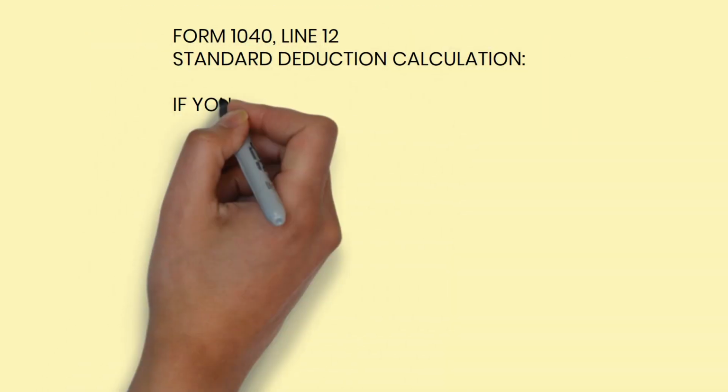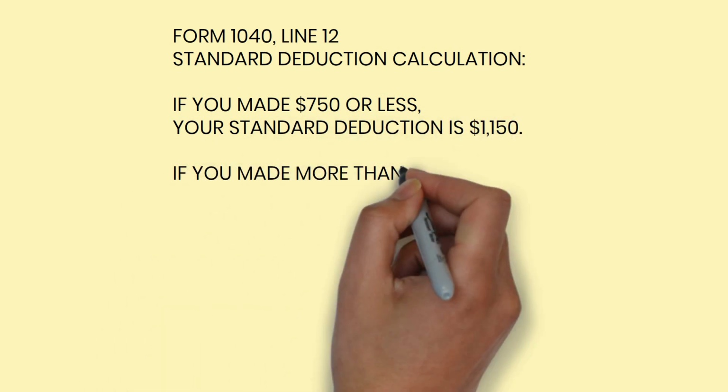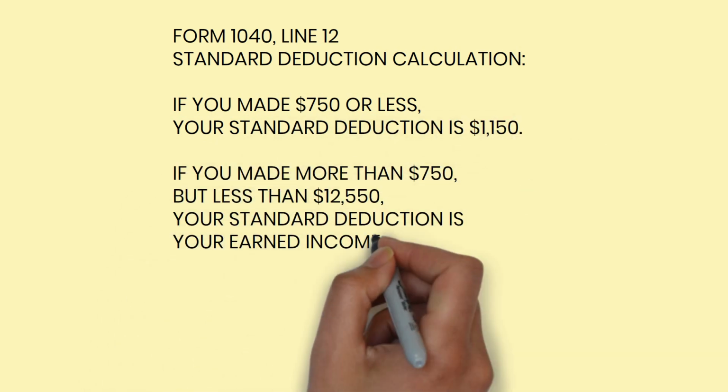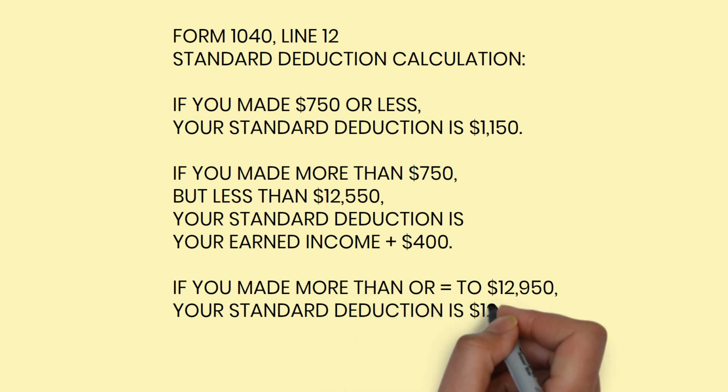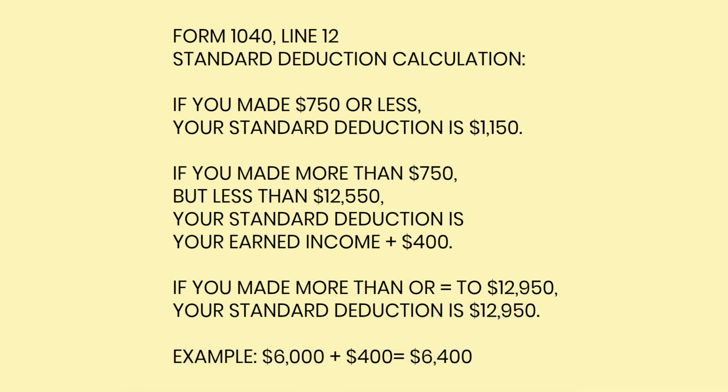To make it easier, I have summarized the standard deduction worksheet. If you made $750 or less, your standard deduction is $1,150. If you made more than $750 but less than $12,550, your standard deduction is your earned income plus $400. If you made more than or equal to $12,950, your standard deduction is $12,950.